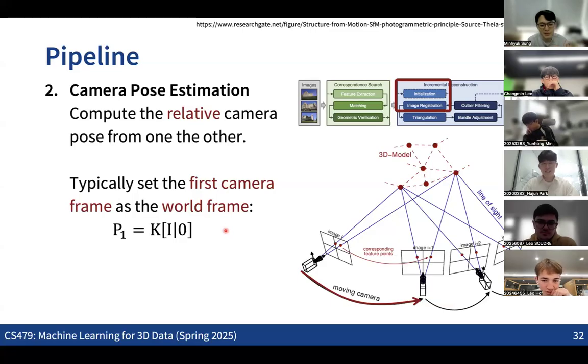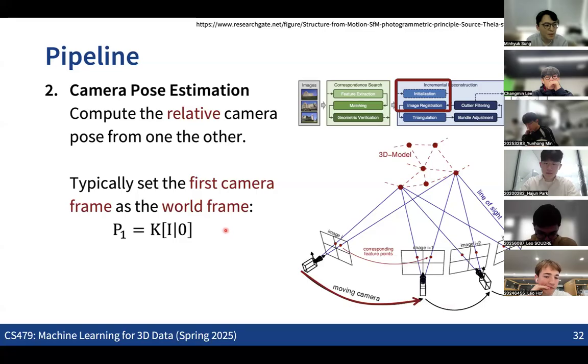So this is the typical simple way that the camera coordinates of the first image become the world coordinates, and then the relative camera coordinates for the other images become the camera coordinates for each of the images, right? And then the question is basically how we are going to calculate the camera extrinsic parameters for the other images.